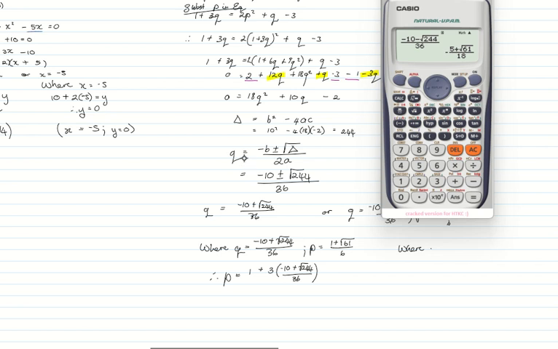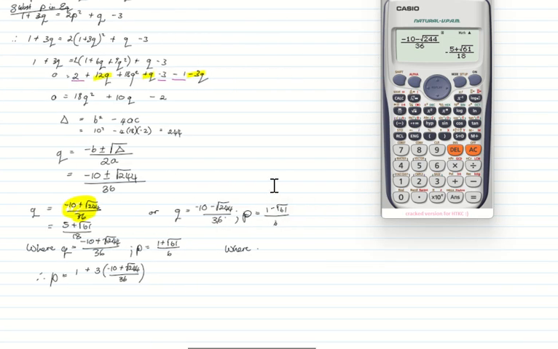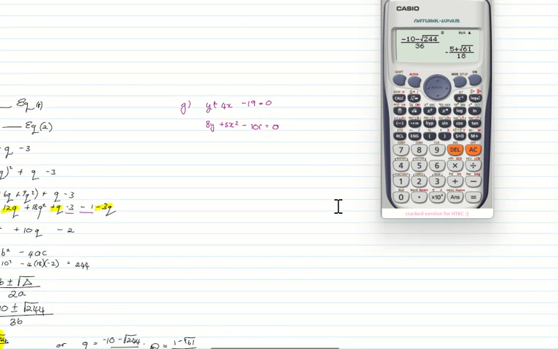So this whole thing here, we can rewrite that in simplest form, and that's actually what they ask us. It's going to be 5 plus the square root of 61 over 18, and then the other one is going to be negative 5 plus the square root of 61 over 18. Nice question there. Let's go back and continue with question number G.